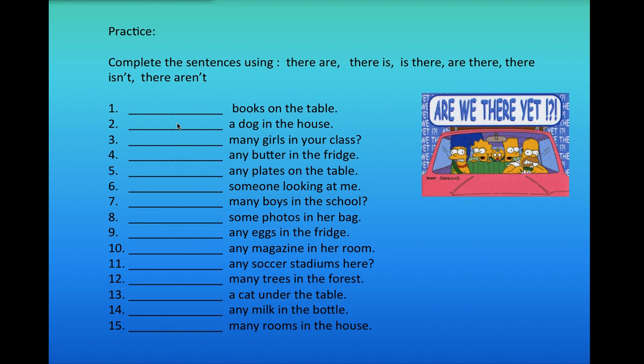Here's some practice. Complete the sentences using there is, there are, there isn't, and there aren't. If you have a question, remember to switch the words and use is there or are there. If you have a negative sentence, you want to use there isn't and there aren't. Pause the video and then start to play the video when you're finished the exercises.